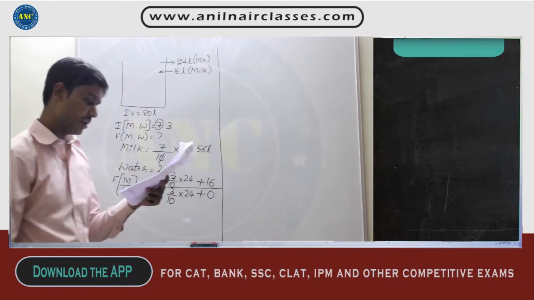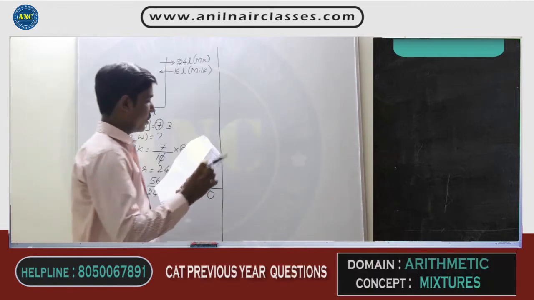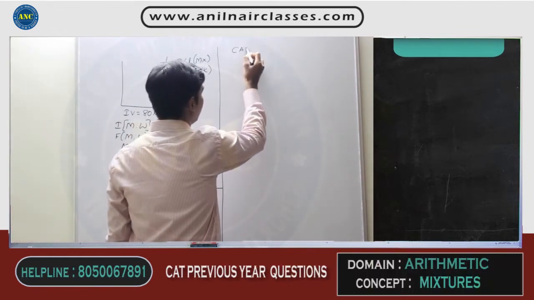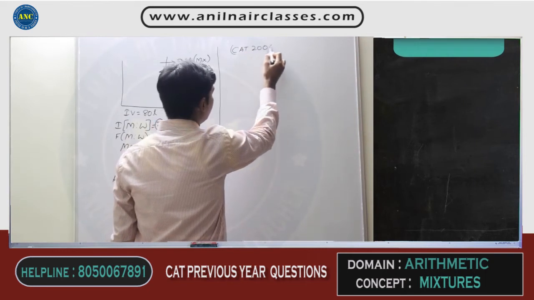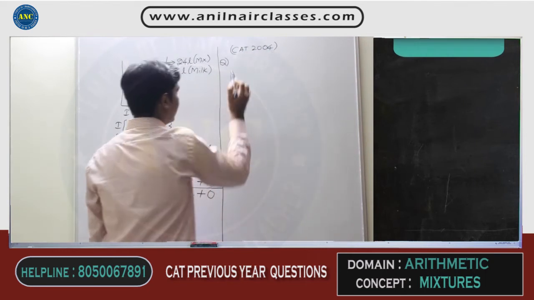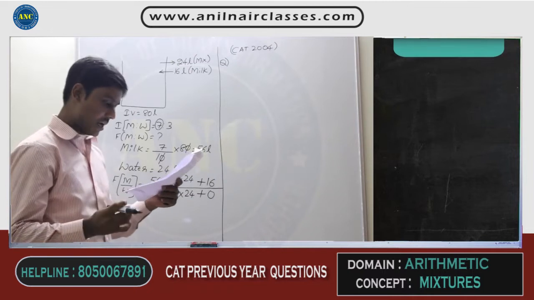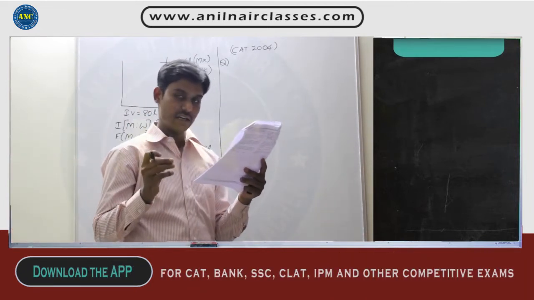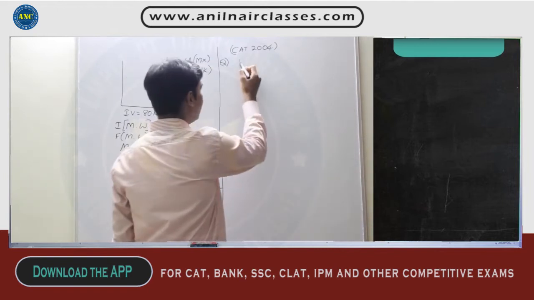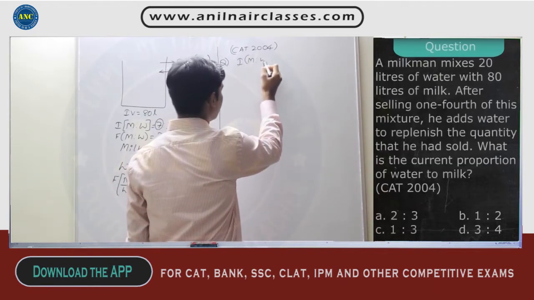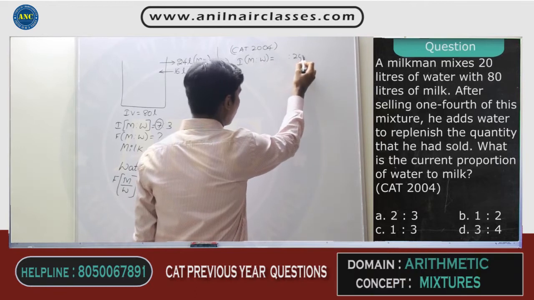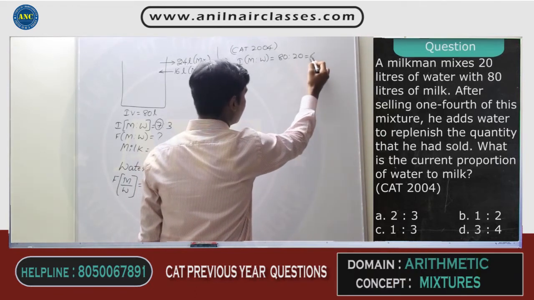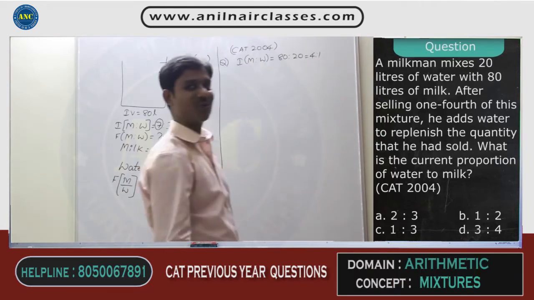Now please see the question which was asked in CAT 2004. It's a CAT original 2004 question. Same question we are discussing right now. Now listen to this. A milkman mixes 20 liters of water with 80 liters of milk. That means the initial ratio of milk and water is 4:1.